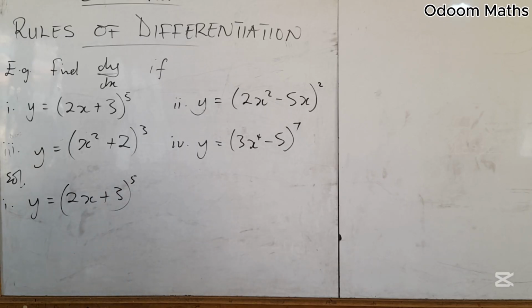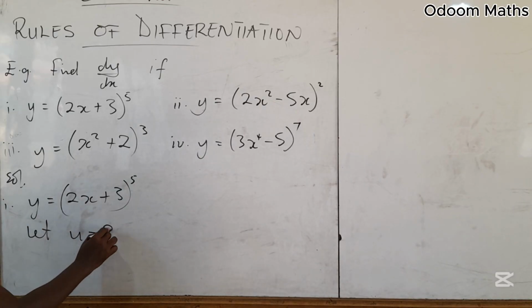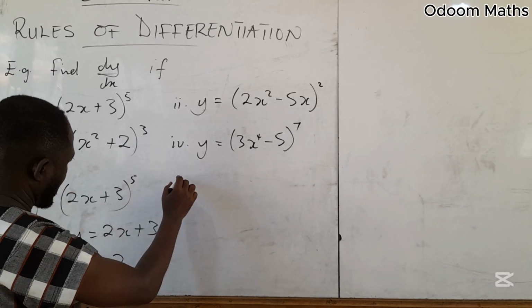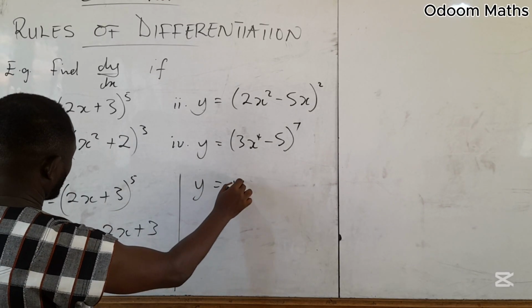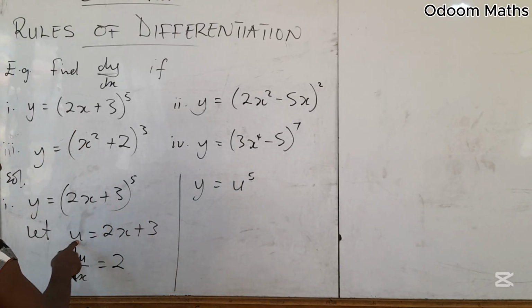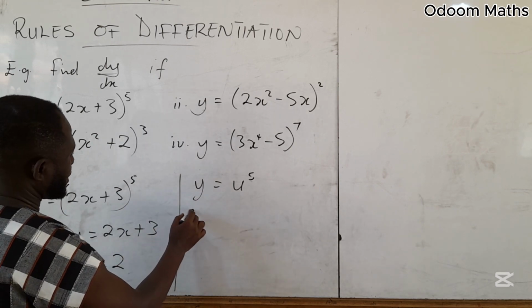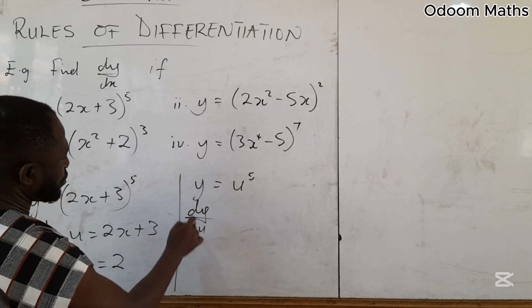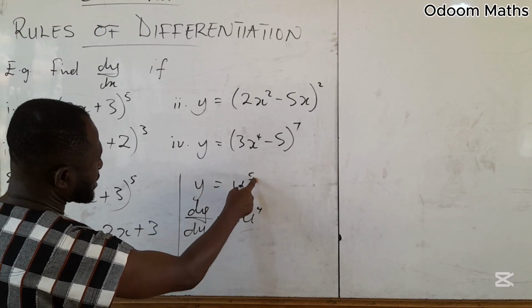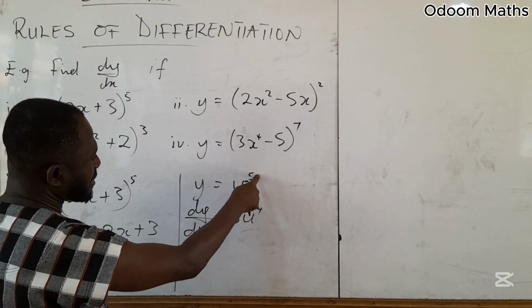Okay, so here we let what is in the brackets be u. So let u be equal to 2x plus 3. Then this means that my du/dx becomes 2. Then my y is now u to the power 5. So in this case, because I said what is in the bracket should be u, my dy/du becomes 5u to the power 4. That is, this times this 5u, then you take one from this, that is 4.